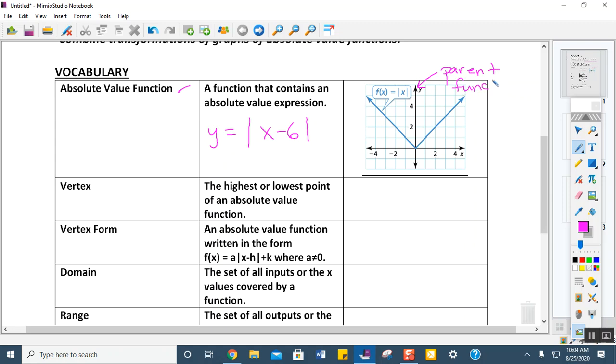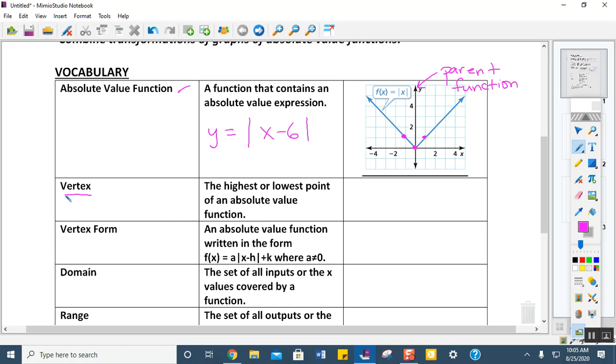Now you'll notice that with the absolute value of x, it forms a V shape. When I input 1, the absolute value of 1 is 1. So therefore the point 1 comma 1. When I input negative 1, the absolute value of negative 1 would be positive 1. Therefore the point negative 1 comma 1. And you could plug points in and you would see that it forms that shape. Down here, the lowest point, 0 comma 0, in a V shape from an absolute value function is called the vertex. The vertex is simply the highest or the lowest point of an absolute value function.